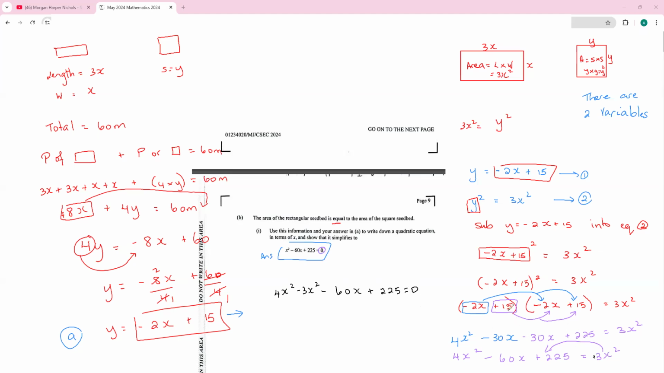Because remember, we didn't want anything on the right-hand side. We wanted 0. So 4x squared minus 3x squared, you add it like if x squared is mangoes. So let's pretend x squared is mangoes. So I have 4 mangoes. Take away 3 mangoes. That will be 1 mango or 1x squared. So we have 1x squared here minus 60x plus 225 is equal to 0. And that's what we wanted to show.